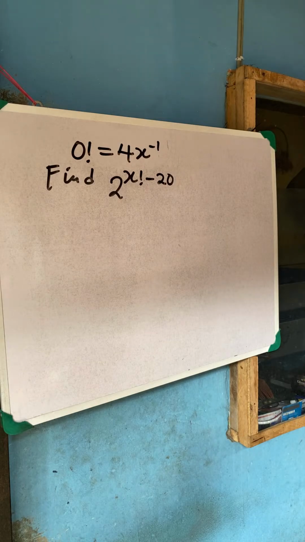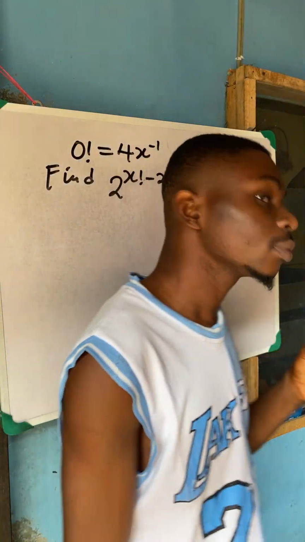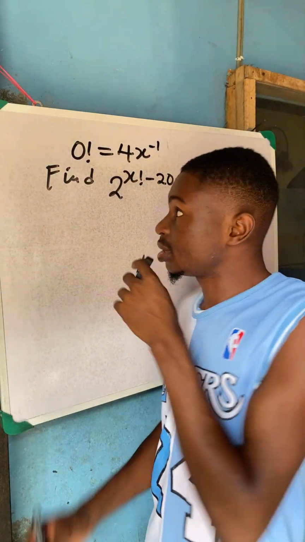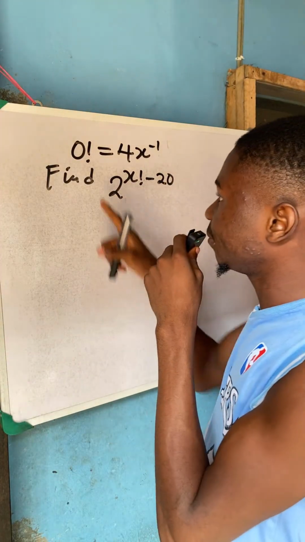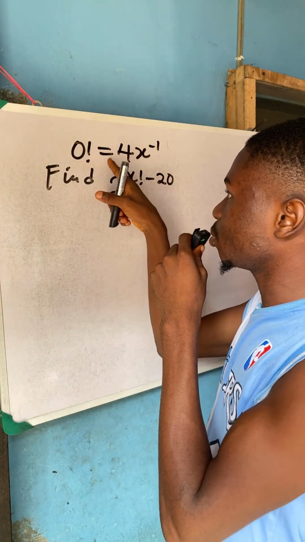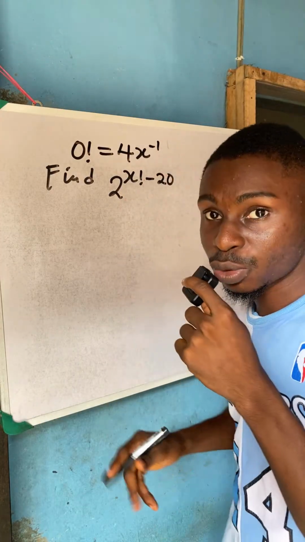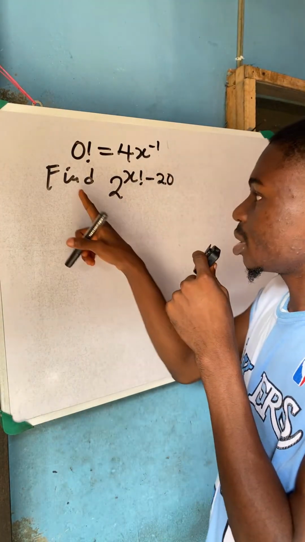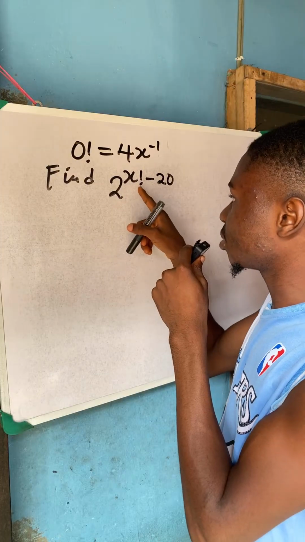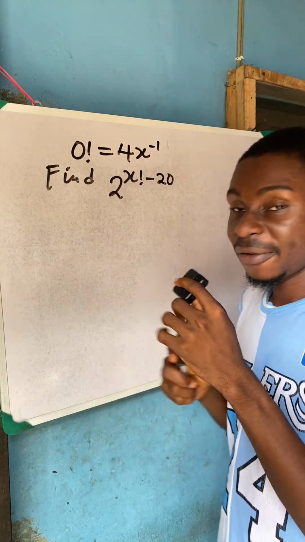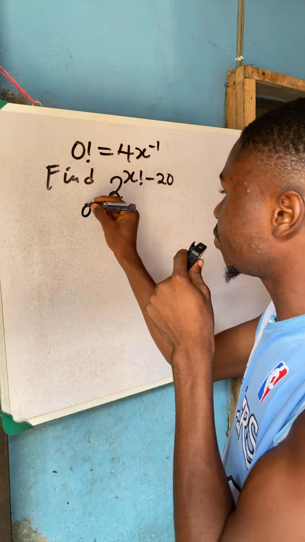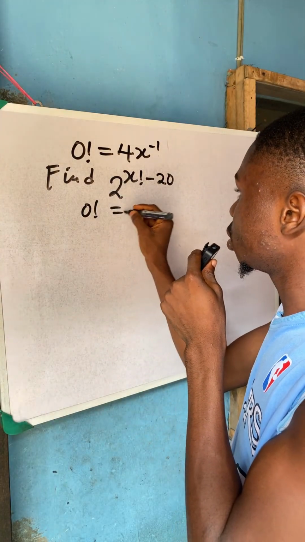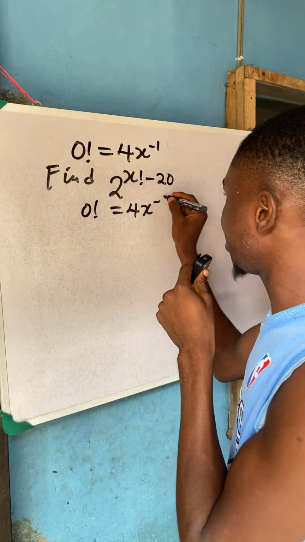Alright, so let's solve this question together. This is the question. We are asked to solve 0 factorial is equal to 4x to the power of minus 1. Now the question says find 2 to the power of x factorial minus 20. First of all, let's write down this question. Now we have 0 factorial to be equal to 4x to the power of minus 1.